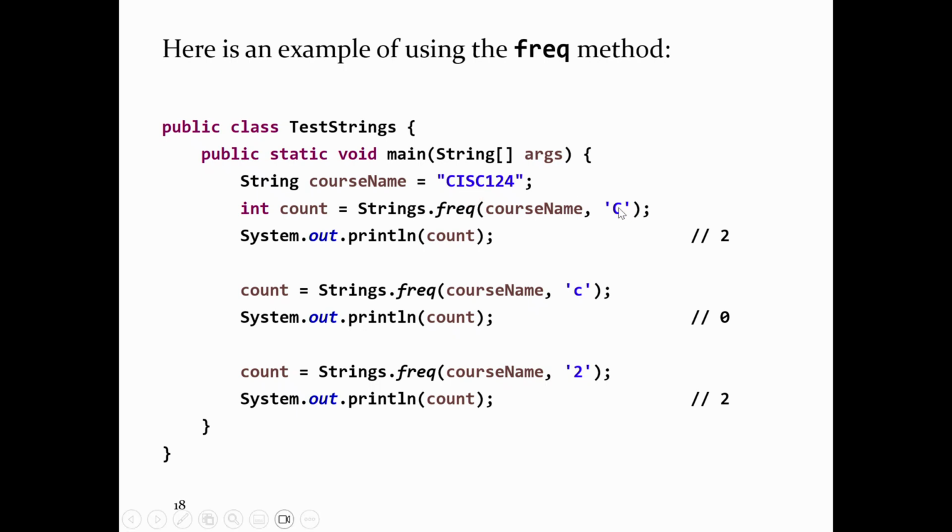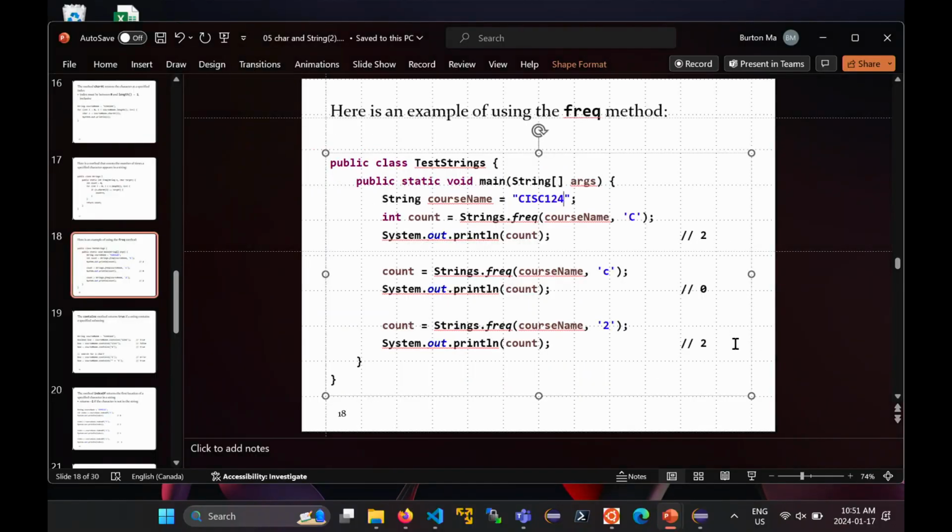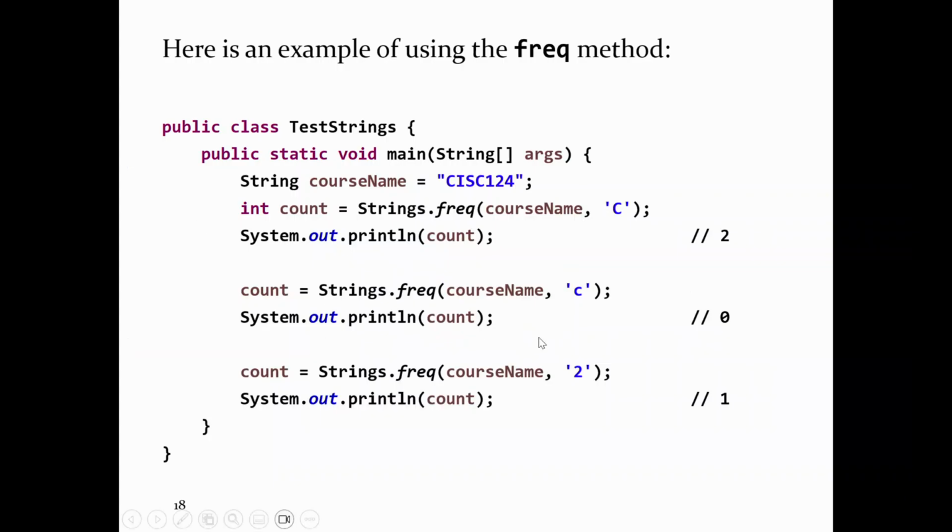So CISC 124, how many times does the uppercase C appear? Well, twice. The lowercase c appears 0 times. The 2, oh, I screwed that up too. Sorry. So the 2 appears once in CISC 124.